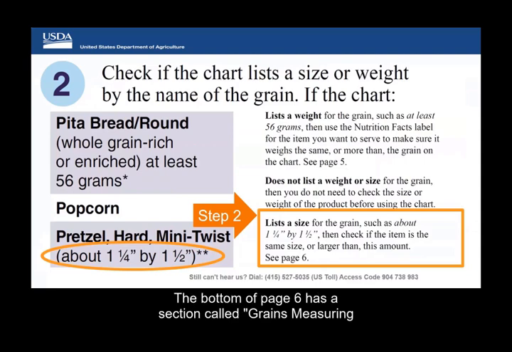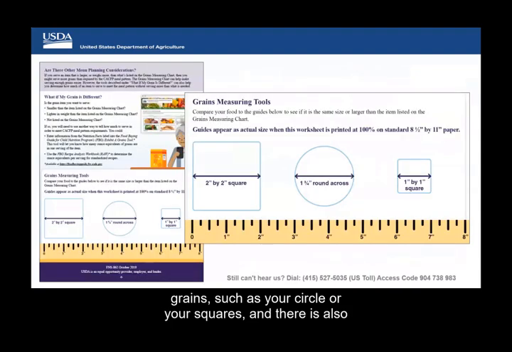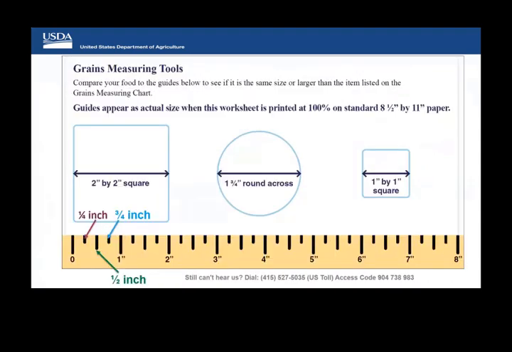The bottom of page 6 has a section called Grains and Measuring Tools that you can use to see if your item is the same size or larger than what's listed in the grains measuring chart. You will see that there are some shapes for common crackers and grains, such as your circle or your squares, and there's also a ruler at the bottom.